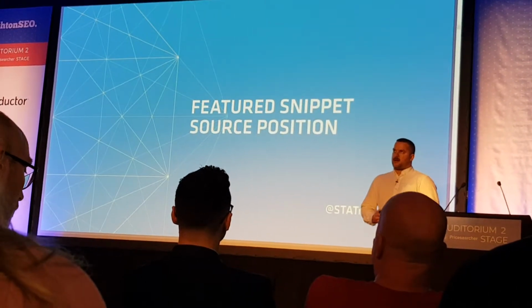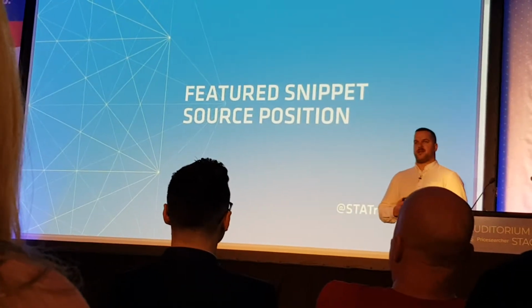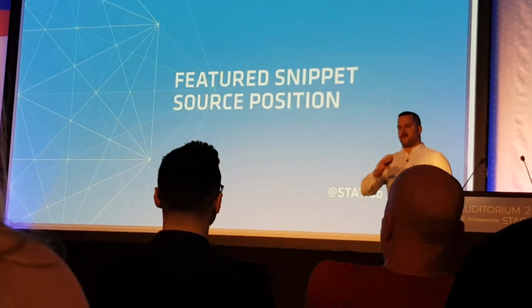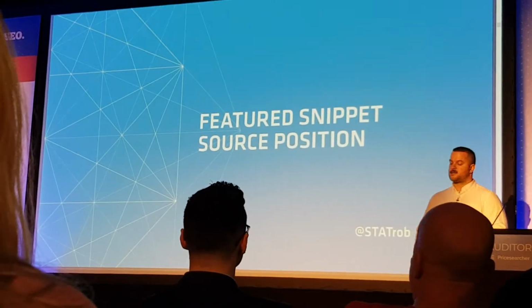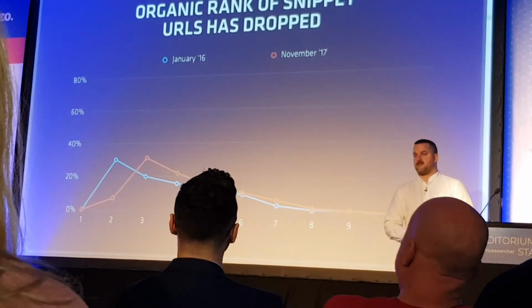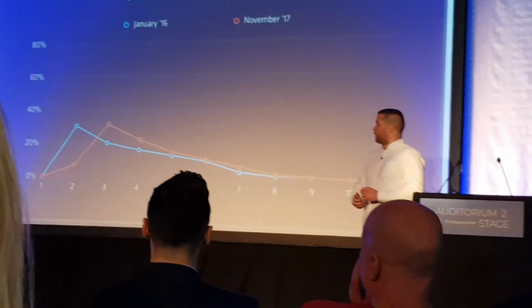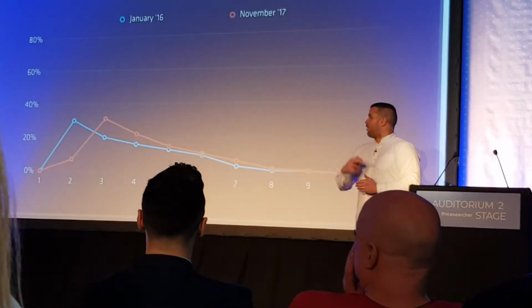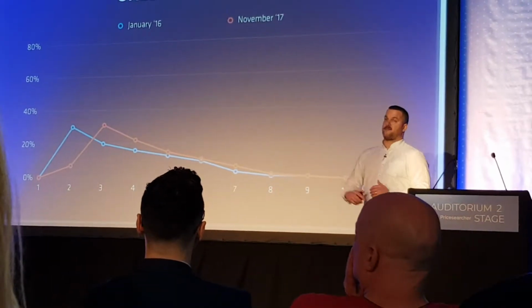So when we first ran the data, we noticed that somewhere around 30% of snippets came from position 2, and then there was this nice diminishing curve down the SERP. And I wanted to know, was that still the case? So the blue represents January 2016, and the red represents November 2017, our most recent run. And you can see the curve looks very similar. Around 30% are in the first place, and then trending downwards, dropping off after that first page.